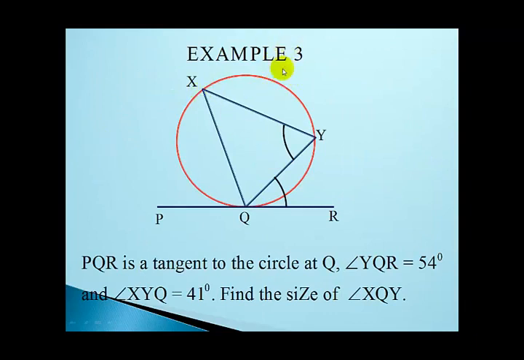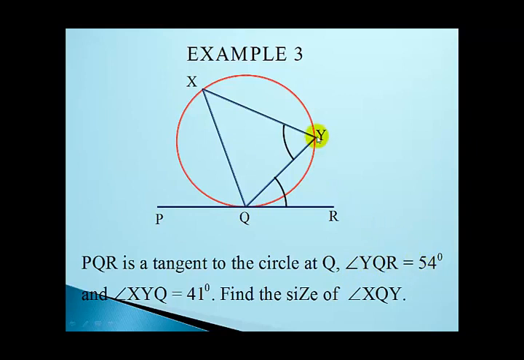Now let's look at this example. Considering the diagram, you can see that QXY is a triangle. PQR is a tangent at point Q. That is, PQR is a tangent to the circle at Q. So the line PQR is a tangent to the circle at Q. Angle YQR equals 54 degrees.